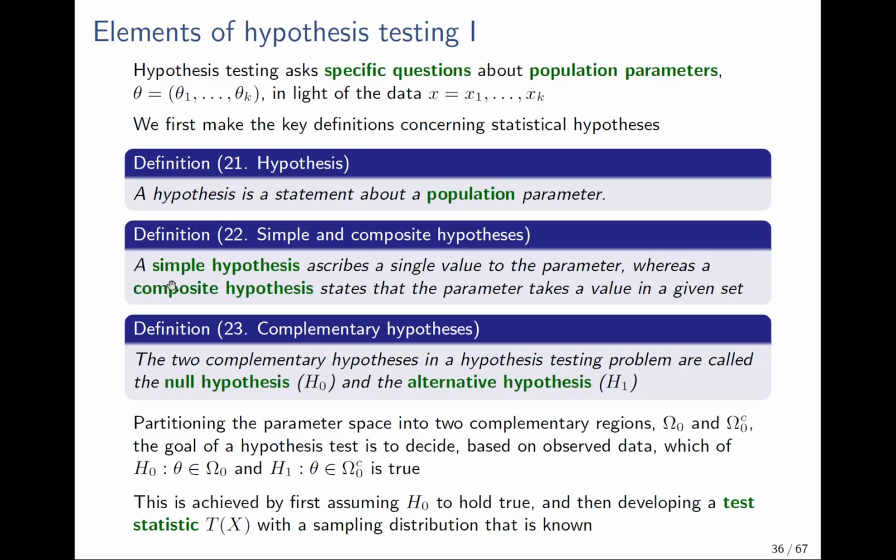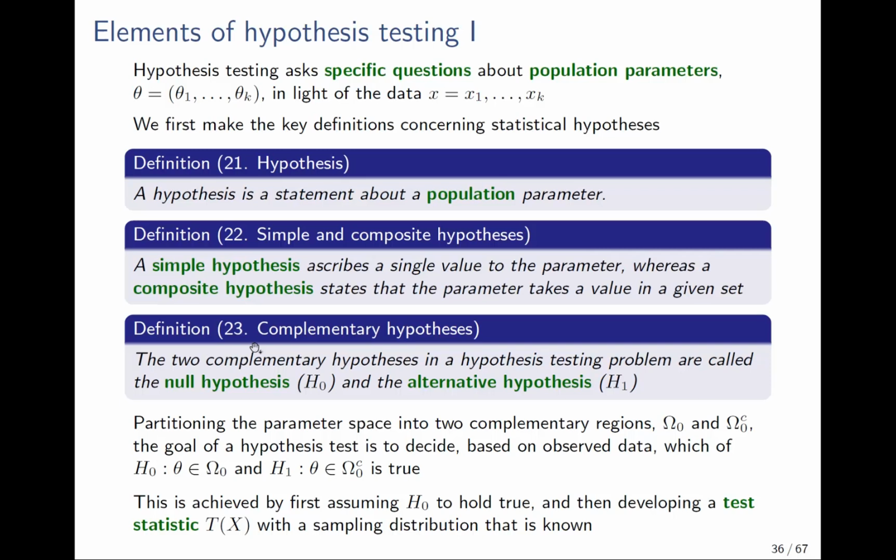We can distinguish simple and composite hypotheses. A simple hypothesis ascribes a single value to the parameter, whereas a composite hypothesis is one that states the parameter takes a value in some given set.